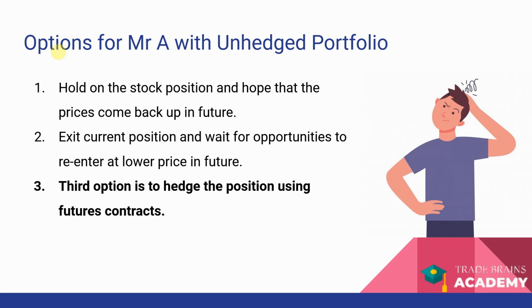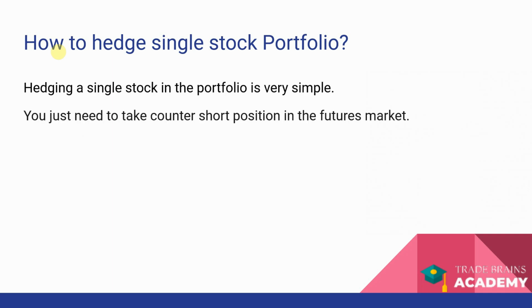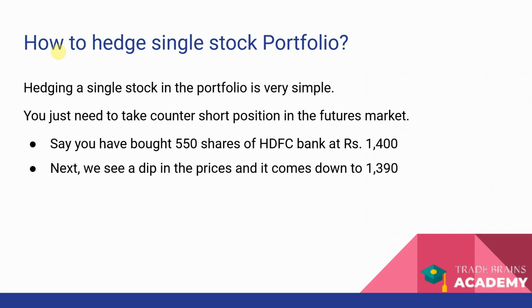Now, having understood the benefits of hedging, let us understand how one hedges a single stock portfolio in the market. A portfolio can be an amalgamation of many stocks, or it could be a single stock. It is very simple: you just have to take a counter position to your existing position in the market. Supposedly, you bought 550 shares of HDFC Bank at rupees 1400, and for some reason the share price dips to 1390 and we are expecting more dip. The best way to hedge here will be to take a short futures contract of HDFC Bank at rupees 1390.